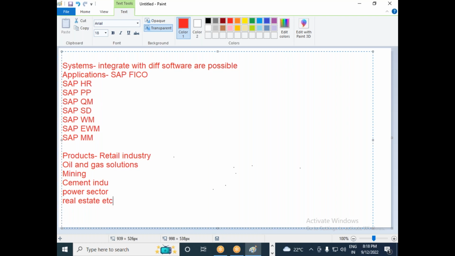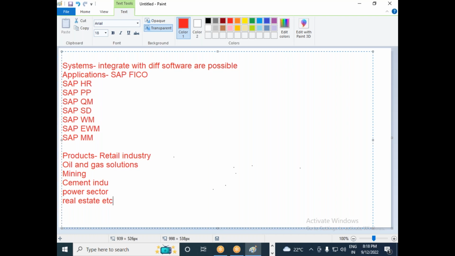SAP started in 1972, I think, and today is 2022, so it is almost 50 years in the span. No other software was able to sustain in the market for that long, maximum 10 or 15 years. But SAP still has a lot of market, and it is one of the hot cakes in the market.